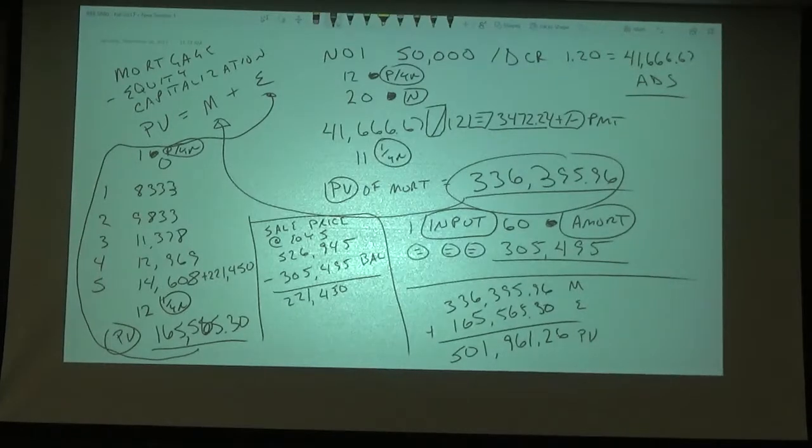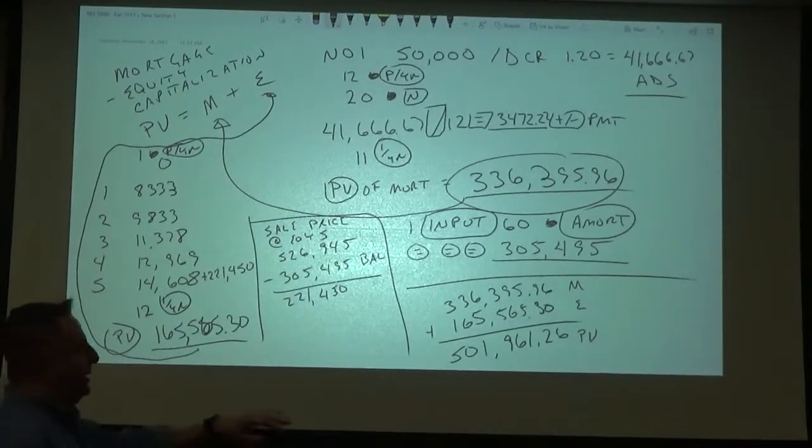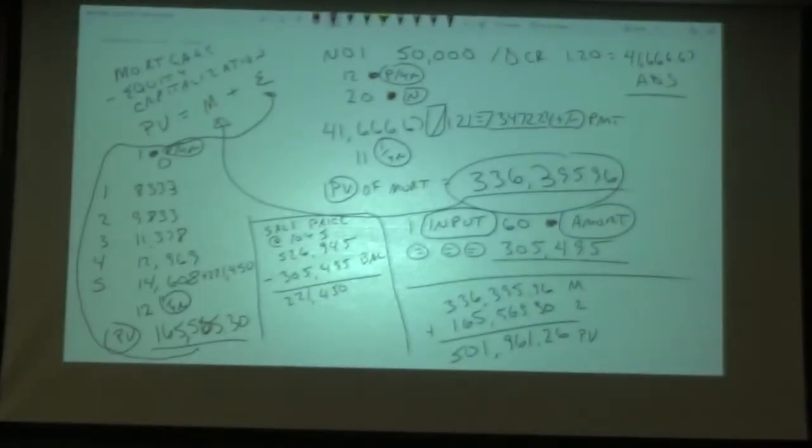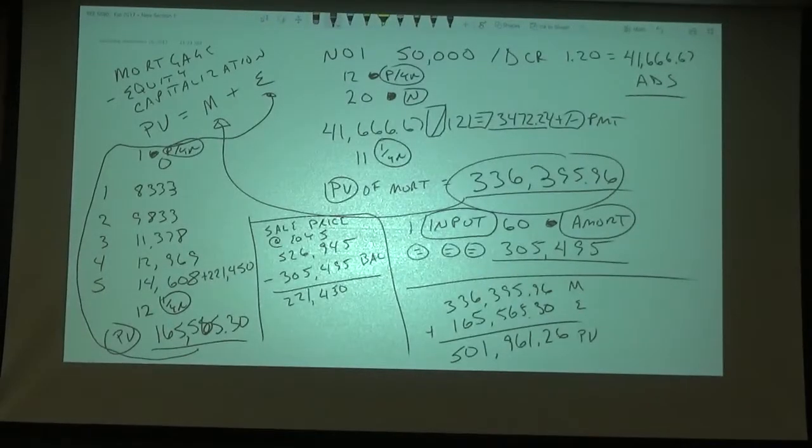So the overall value for the property to you is $501,961.26. However, what that means is that, in one sense, it is probably the minimum value that you would sell the property for, okay? You're actually selling it for more than that, at $526,945, but at least to you, this is the value of the property, okay? It's very, very straightforward.